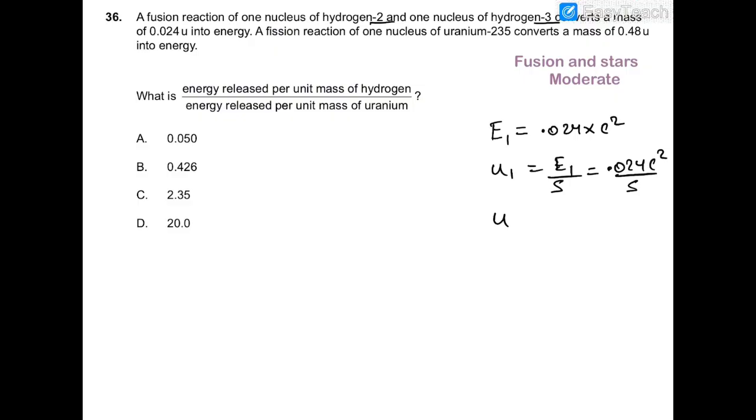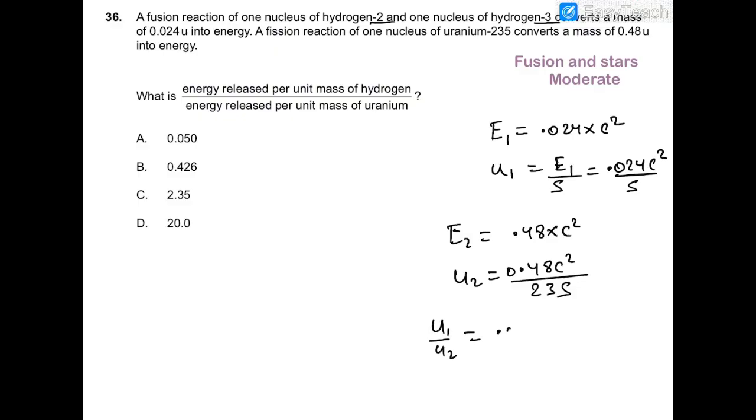Now E2 is 0.48 into C square, and U2, energy per unit mass, is 0.48 C square by M. The mass of uranium involved is 235. So U1 by U2 will be 0.024 by 5 divided by 0.48 divided by 235. It is approximately 2.35. So the correct answer is C.